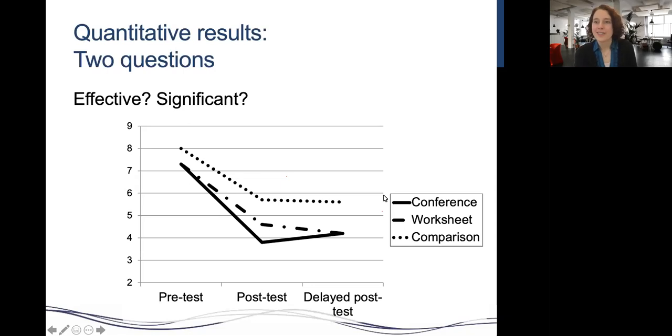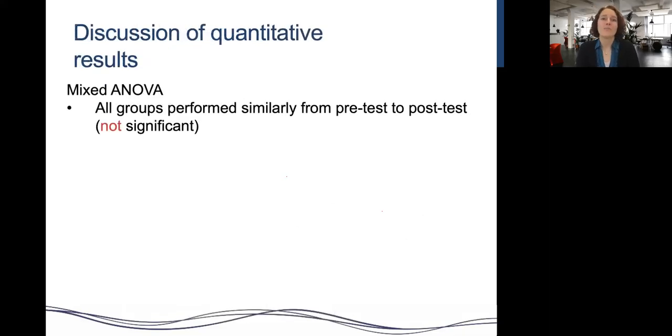Well, the relevant questions are, was it effective? Was it significant? And the answer, well, we can guesstimate, looking at this, the number of errors seem to be decreasing. That seems like a positive thing. But no, a mixed ANOVA shows that all of the groups, including the comparison group, performed similarly from pre-test to post-test. So that was not significant.